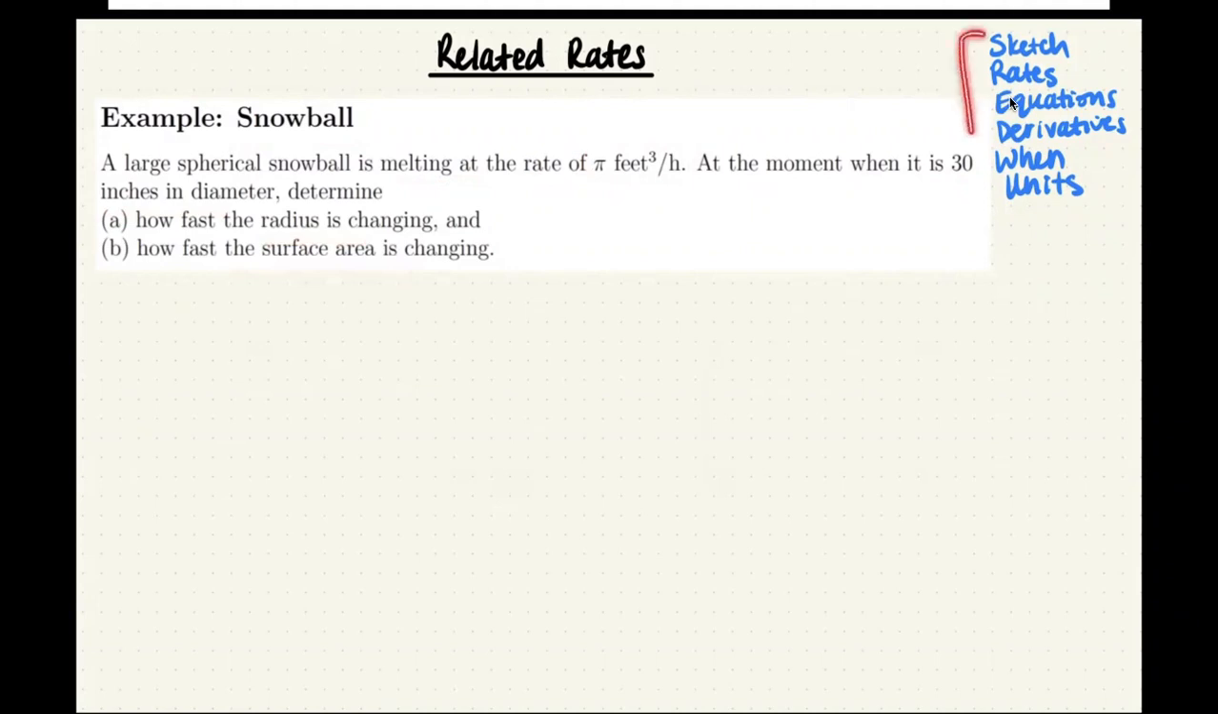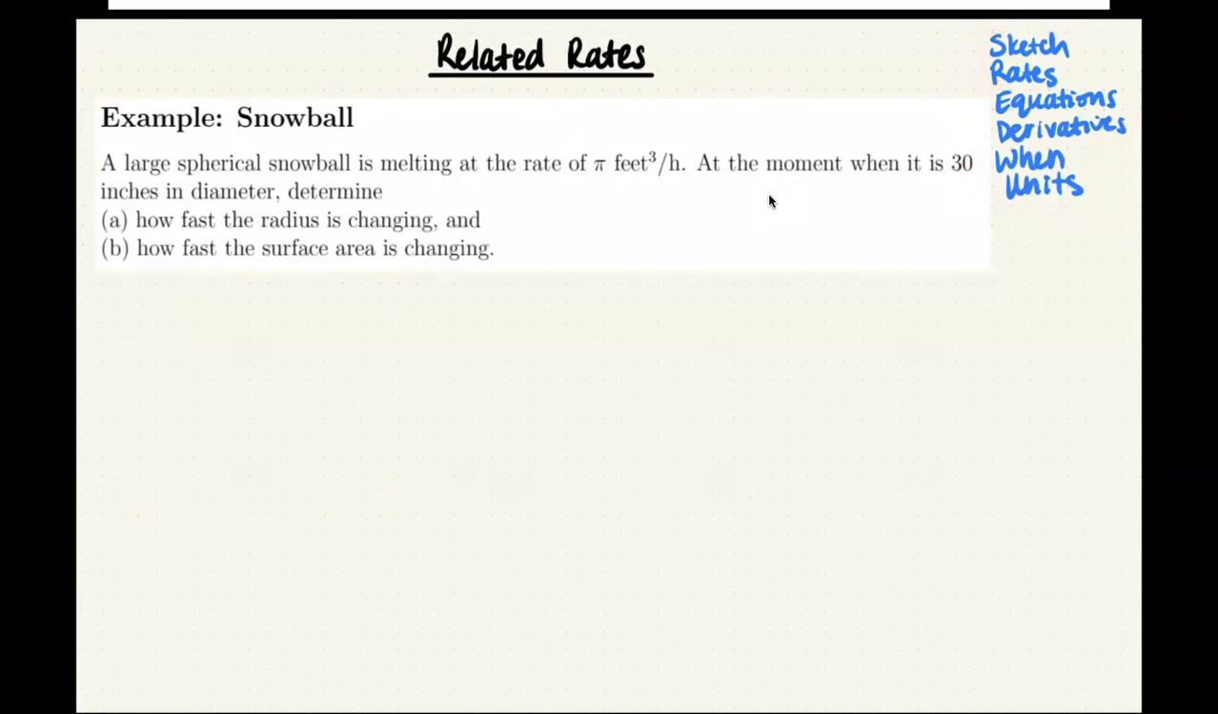We're going to use my suggestion of this little acronym here, the SREDWOO acronym. We're going to sketch a picture, write down the rates, the equations, take derivatives, plug in the when values, and make sure we write our answer in units. Okay, now let's think about this a little bit. One of the hardest parts of related rates problems is figuring out what equations to use and what's going on. That's why we do these first two steps, sketch and rates.